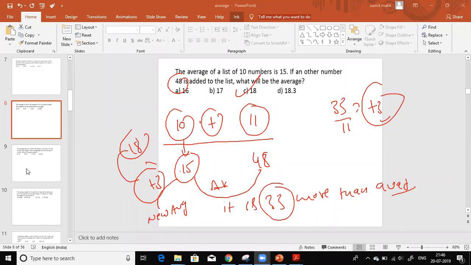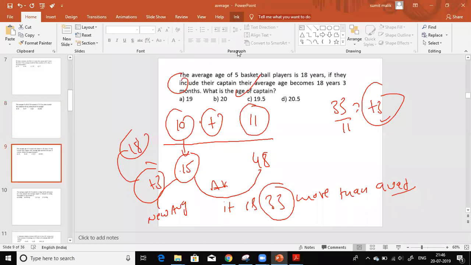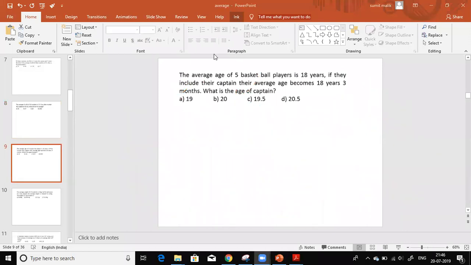Now we will do this question with both concepts. First we will use the basic method. The average of 5 basketball players is 18 years. So suppose these are 5 basketball players and their average is 18 years.